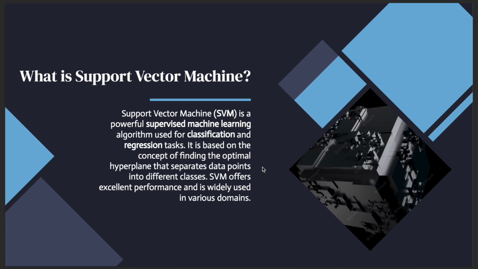SVM can handle both linear and nonlinear classification problems by using a technique called the kernel trick. The kernel trick allows SVM to transform the input space into a higher dimensional feature space, where the data becomes separable by a hyperplane. During training, the SVM learns the best hyperplane based on the training data. Once trained, it can classify new, unseen data points by determining which side of the hyperplane they belong to.